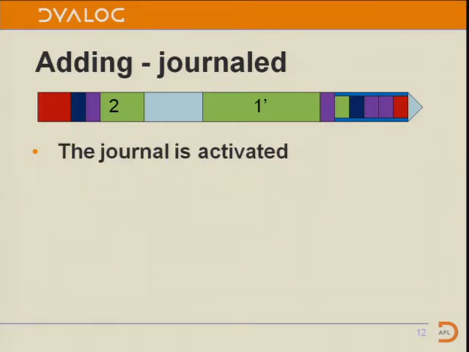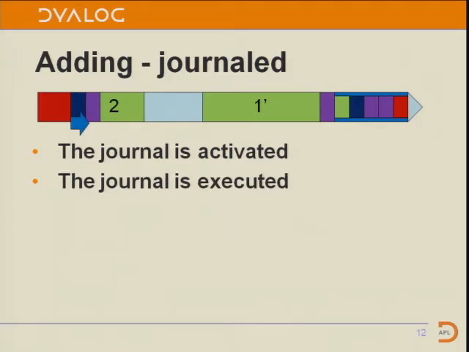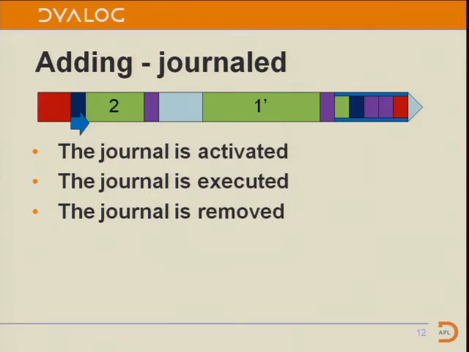We now activate the journal, which means that we put a pointer from the root to it. This lets us know that it's there and where it is. We execute it, we run the things which are described within it, so we complete the update. And we're done.